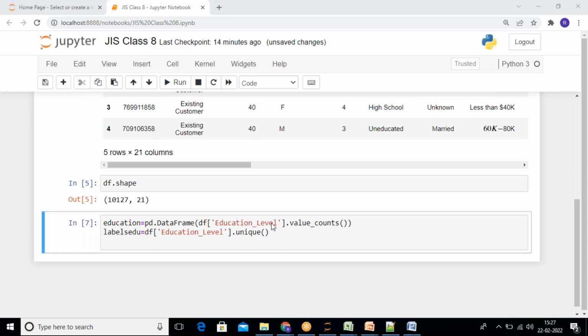Unique. Okay, I will count the unique values. Similarly, I will take the income also, and I will count the income categories. Okay, income category. So all these things I have taken.